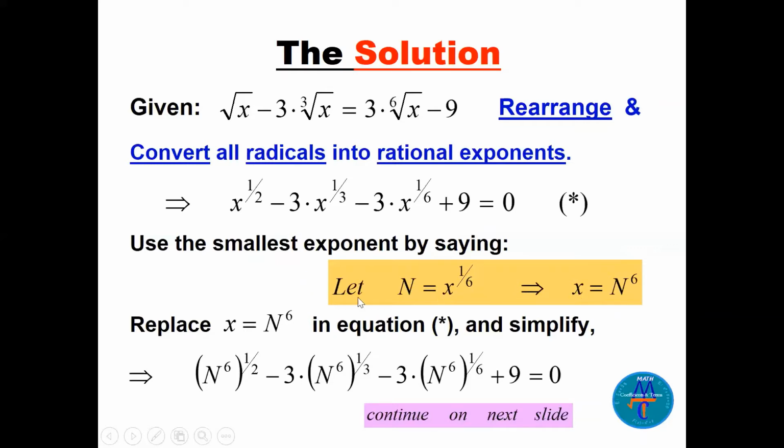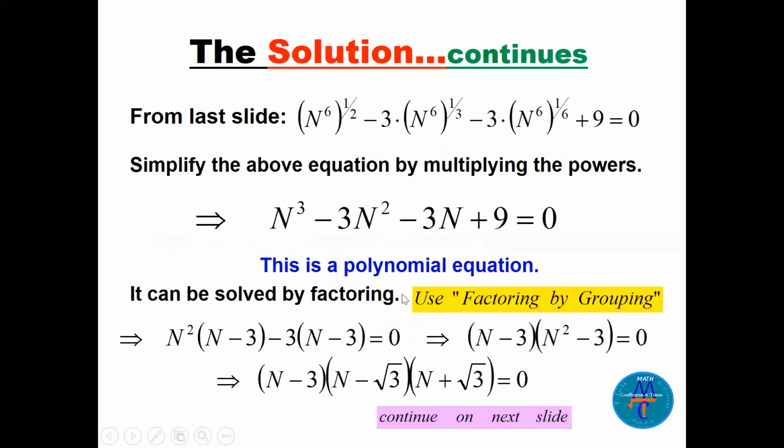So let's replace x with n to the power 6 in the equation star. This is what we got here: n to the power 6, that's x, to the power 1/2; n to the power 6, to the power 1/3; n to the power 6, to the power 1/6. Simplify and see the result on the next slide. Simplify means multiply the powers, multiply the powers, multiply the powers. See what we'll get, something magic.